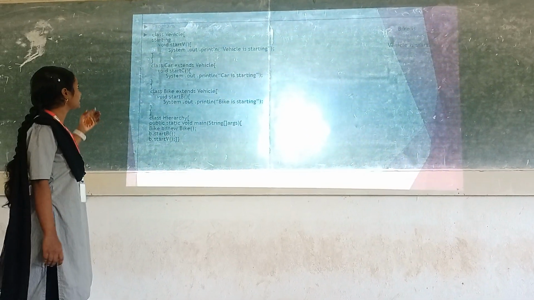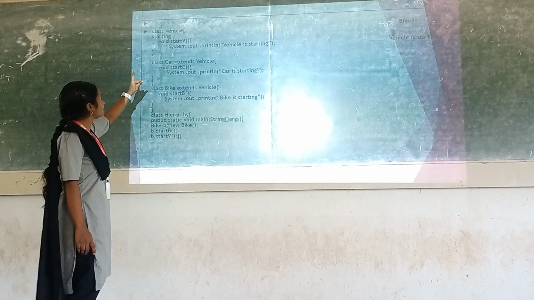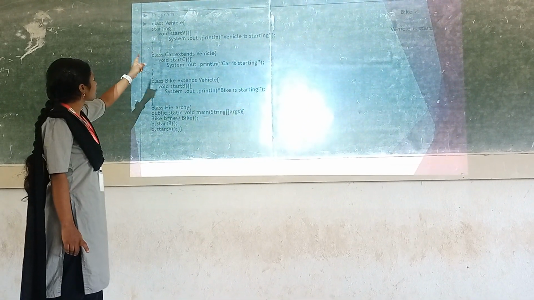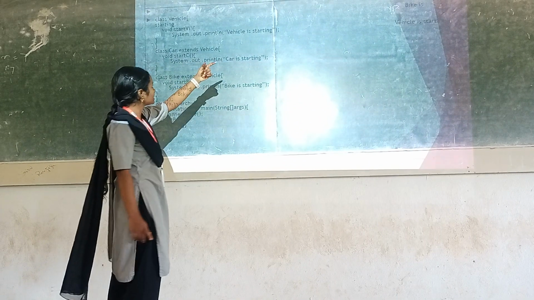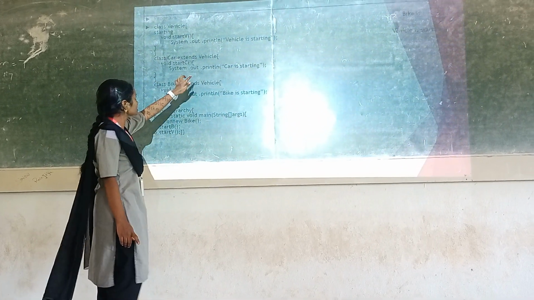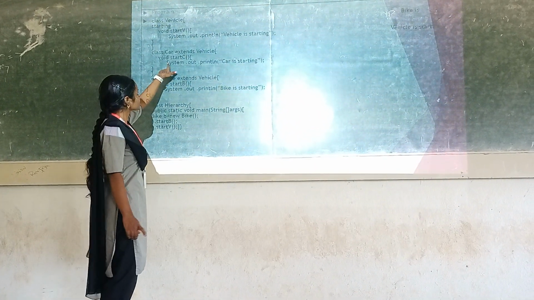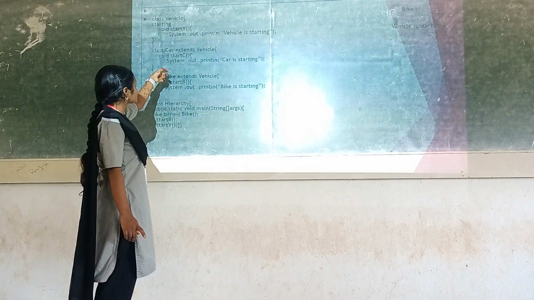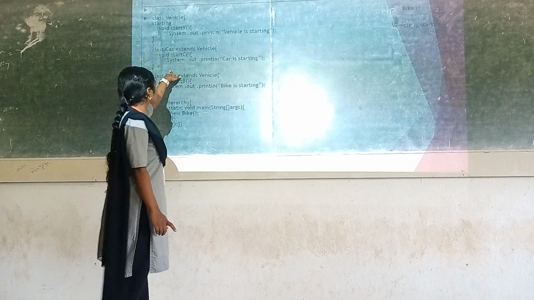Example program for hierarchical inheritance. Class vehicle is my parent class. In that parent class there is a method called start wheel, with the statement "vehicle is starting". Class car extends vehicle. Class car is the extension of the vehicle. That means the object of the car can access the methods of the vehicle also.